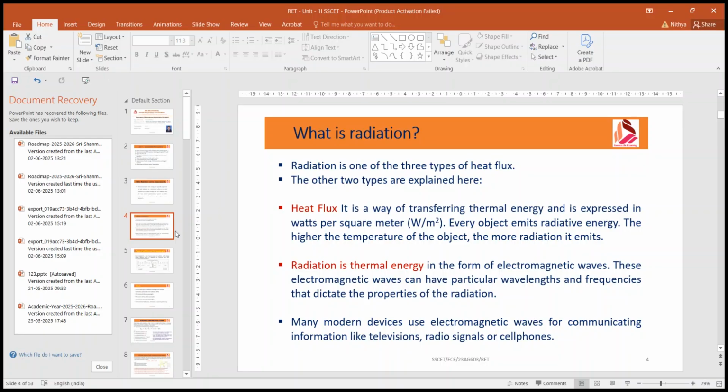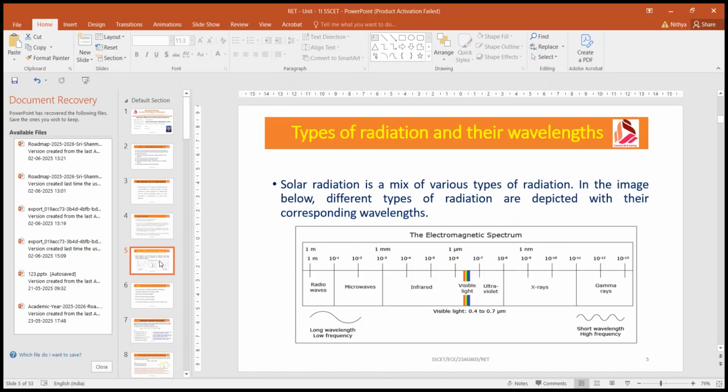Every object emits radiant energy. The higher the temperature of the object, the more radiation. In the case of radiation as thermal energy, these electromagnetic waves have particular wavelengths and frequencies that determine the properties of the radiation. So these are the different types of radiation and their effect on the wavelengths.